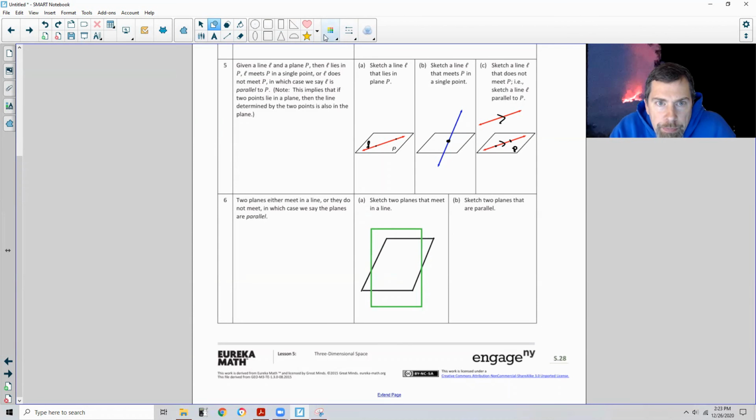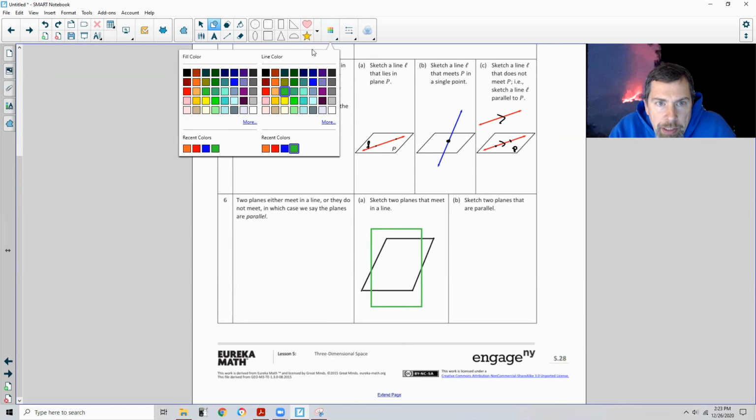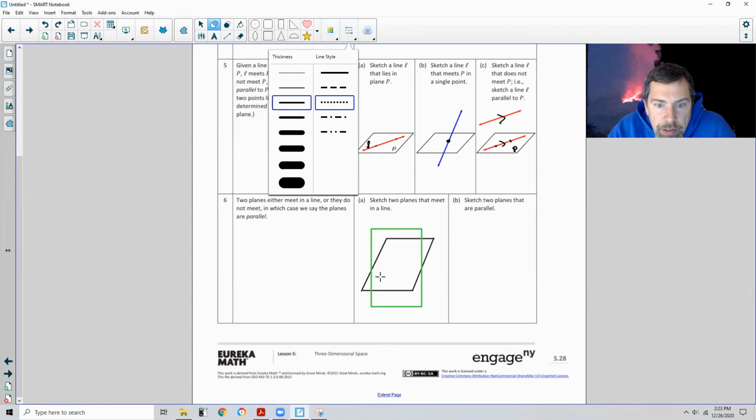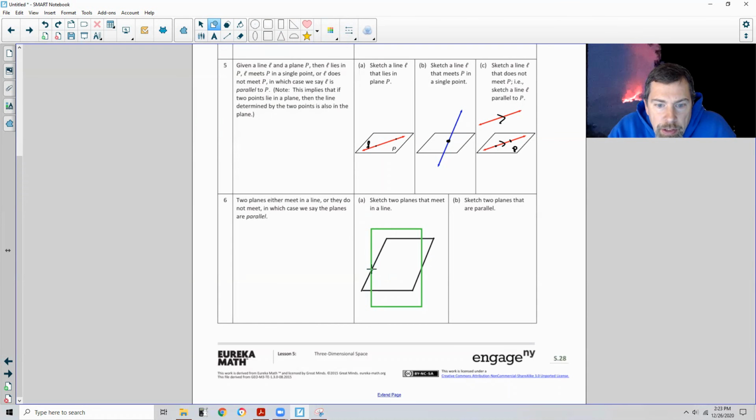Like so. And then where they meet, think of two pieces of paper cutting through each other, like so. Okay, so this green one is a vertical plane. The black one is a horizontal plane. They intersect at this dash line. So that would be an example of two planes that meet. One's cutting through the other, and it forms a line.